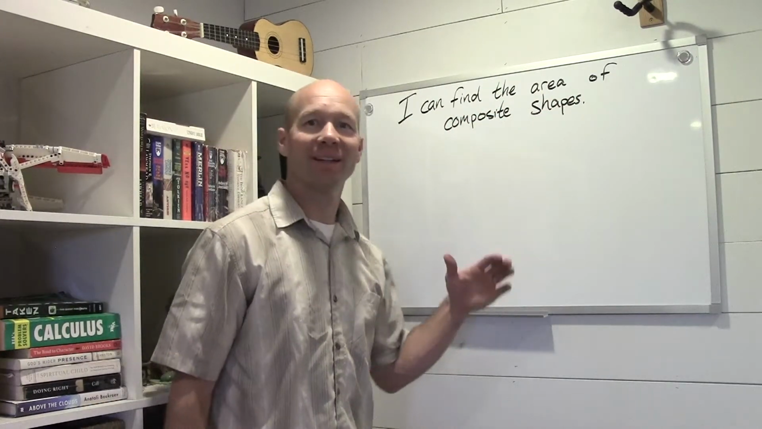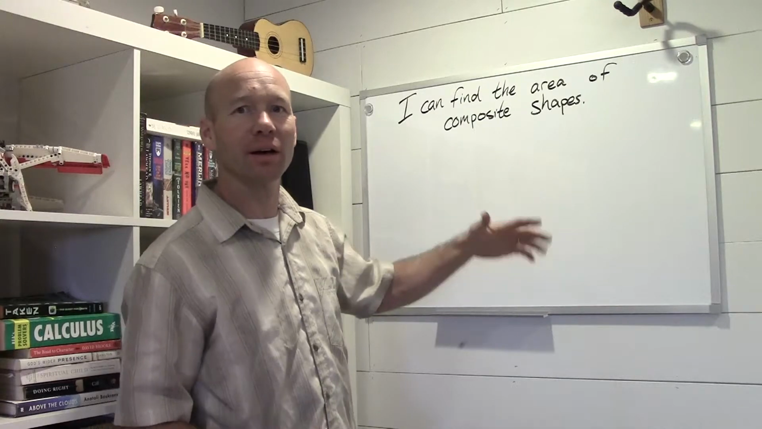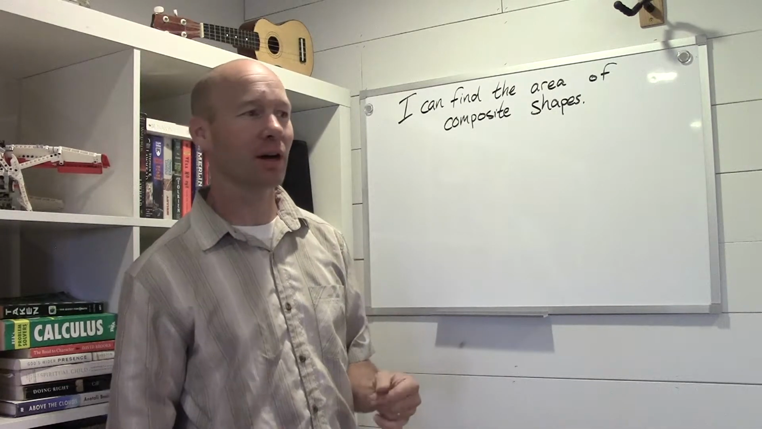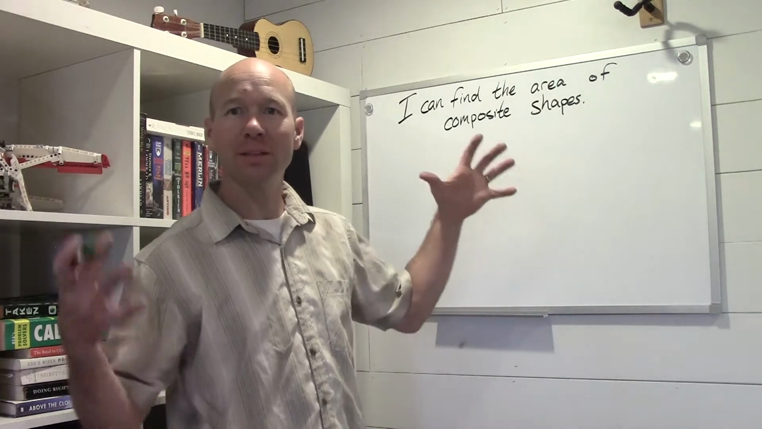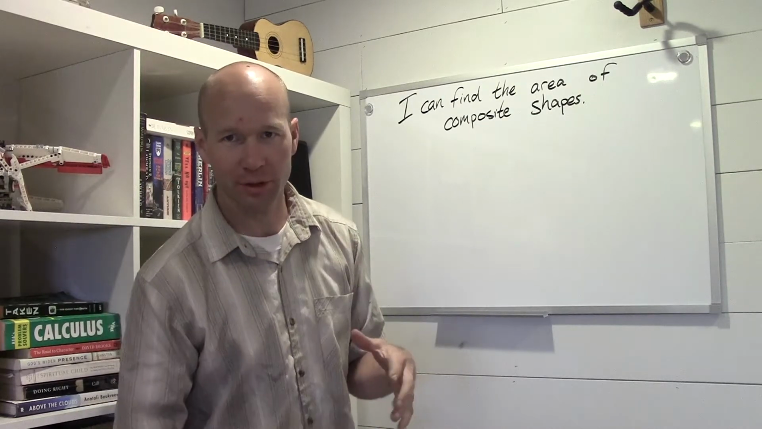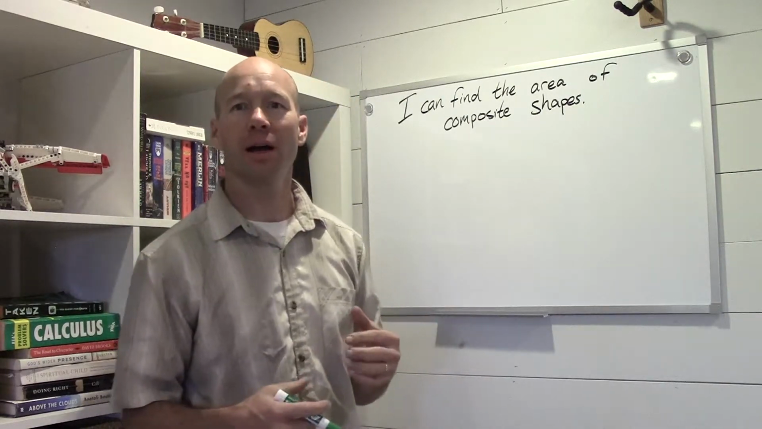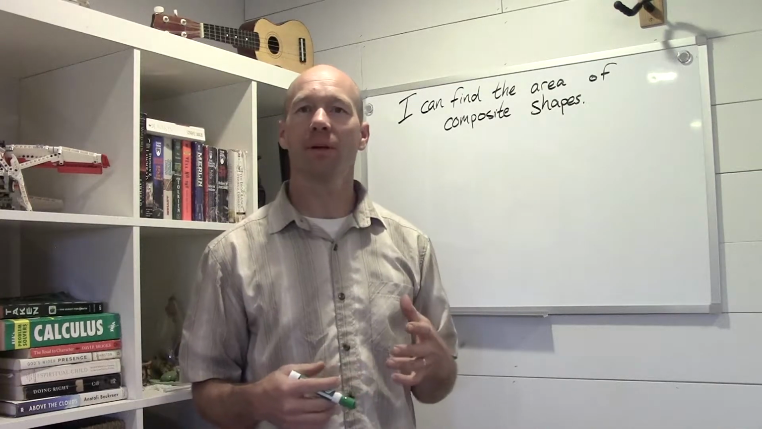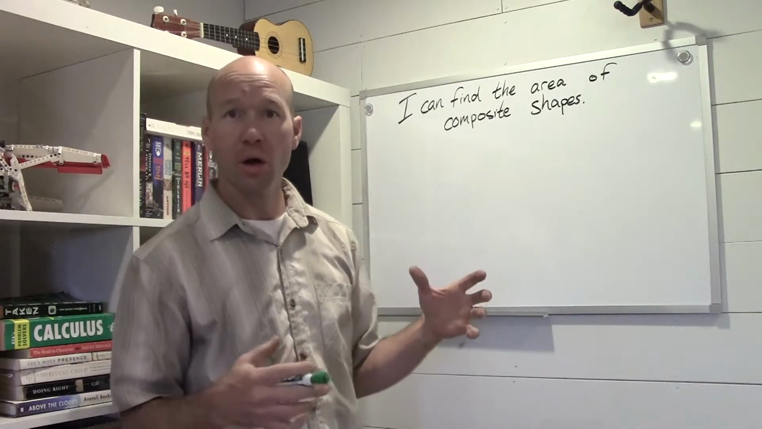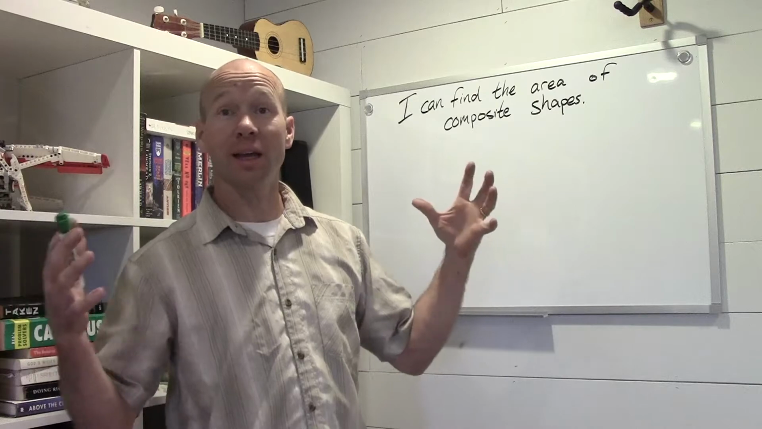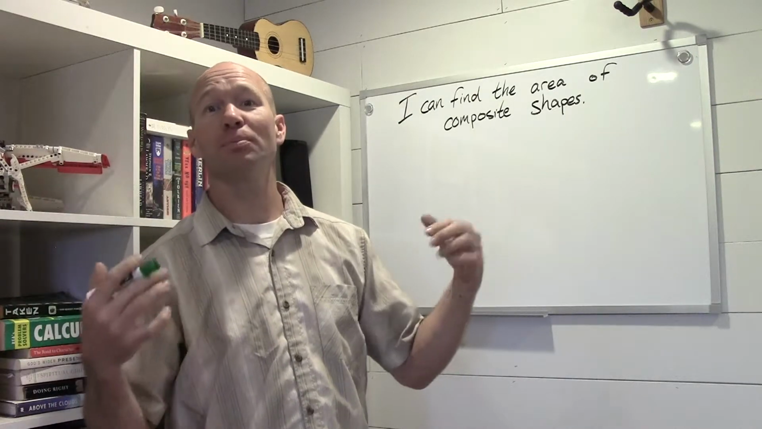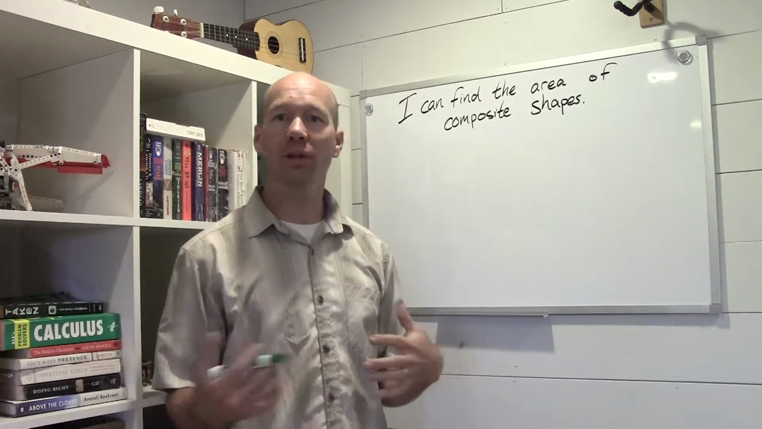Alright, so our learning target today is I can find the area of a composite shape. So composite means it is made up of multiple shapes. So let's use the greenhouse that my kids and I are building right now. We're building a greenhouse that is a house that is covered in plastic that can grow plants.